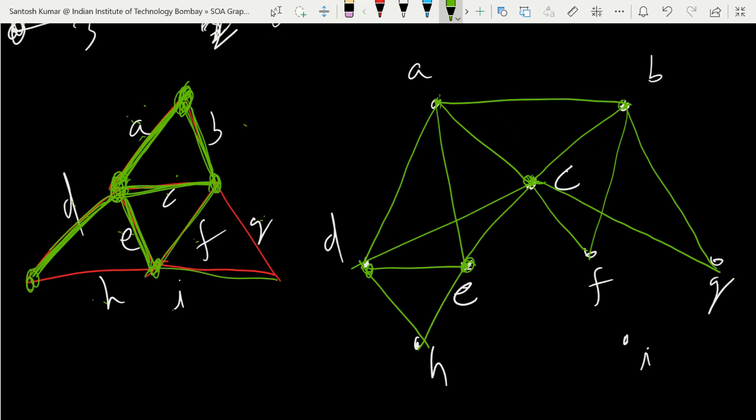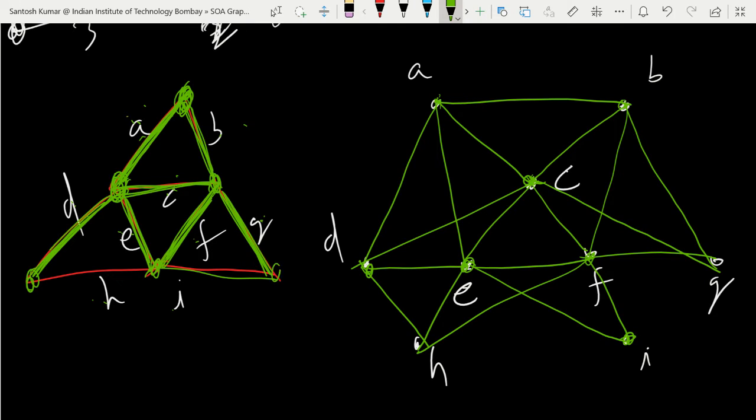H, I, F. And now come to F. So F is sharing with BCG, EHI. And G is sharing vertices with BCFI. Not the rest. H: H is sharing with DEFI. Only I is left.